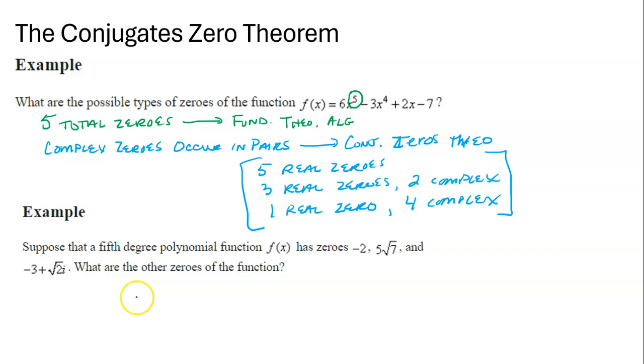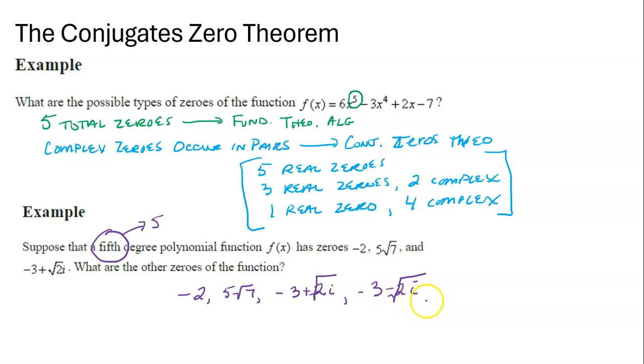Example, suppose a 5th degree function has these zeros. What are the other zeros of the function? So if it's a 5th degree function, I know that it has to have 5, right? So we already know this one, and this one. I'm going to take the conjugate of this one, and that would be another one of the zeros. And then also the opposite of this one, because of the square root. So that should be all 5.